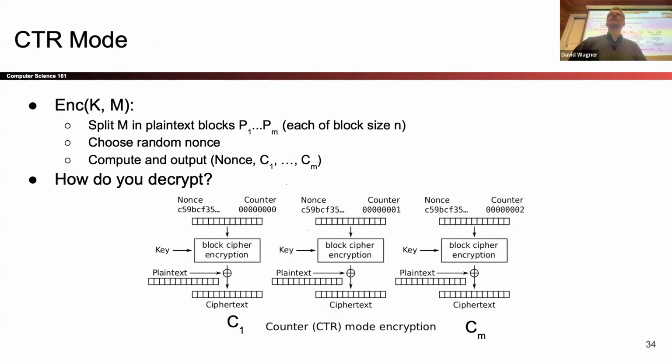How do I decrypt? What does the decryption process look like for Bob, who's receiving one of these? When Bob gets a ciphertext, what does Bob know? Does Bob know the ciphertext? Yeah. Does Bob know the key? Yeah. Does Bob know the nonce? I didn't show that here, but yes, the nonce has to be sent in the clear. So Bob knows the nonce. Does Bob know the starting value of the counter? Yeah, it's always 0.